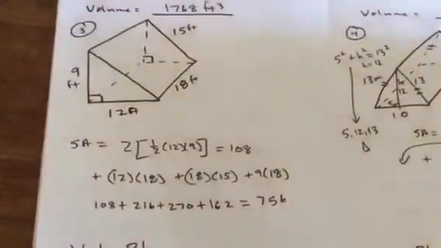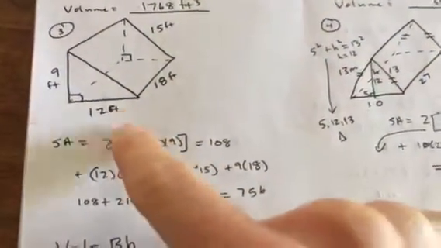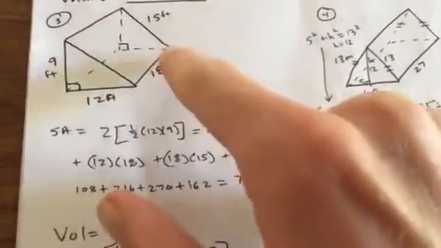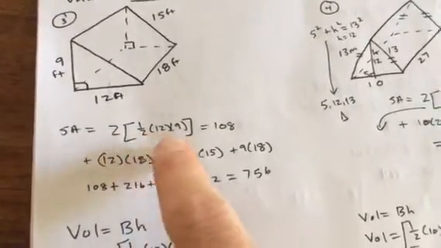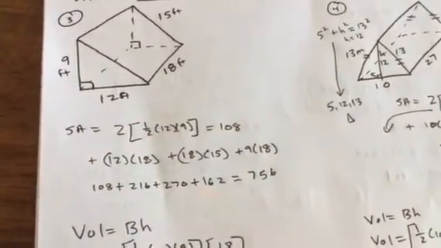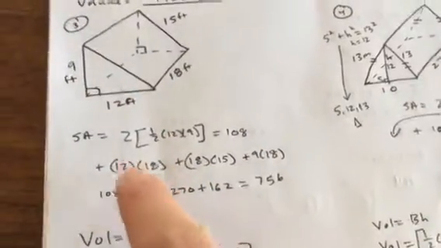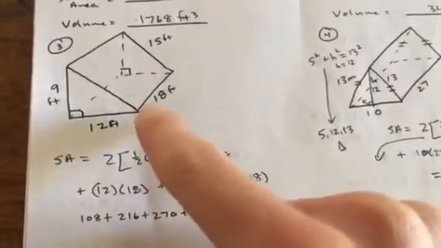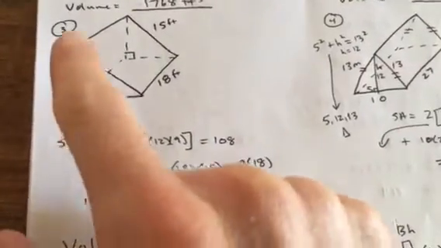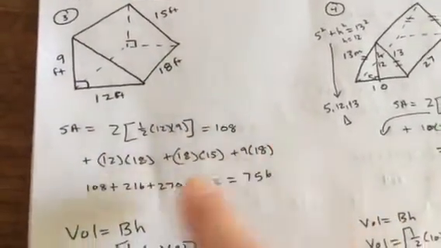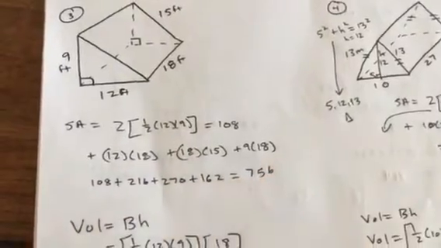Triangular prism here, folks. You have two triangles that are both 12 by 9, base and height. So that's why I have 2 times the area of a triangle, which is 1/2 base times height. Then you have a bottom rectangle that's 12 by 18, a slant rectangle that's 18 by 15, and a vertical rectangle, the wall, that's 9 by 18. Add them all up: 756.